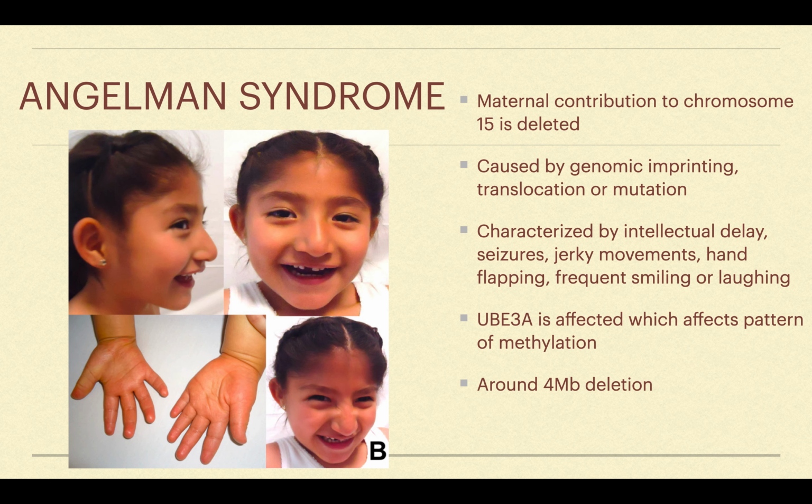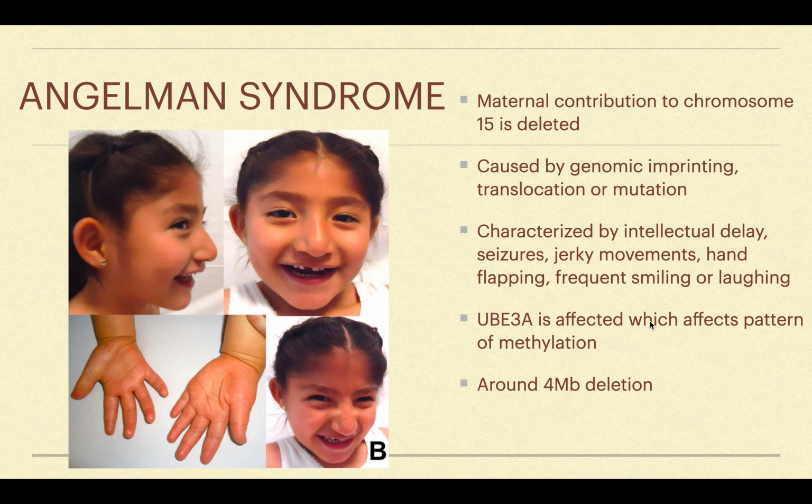Okay, so Angelman syndrome. This is how I remember it: Angel is mom. So I remember this is the association where the maternal contribution to chromosome 15 is deleted. It's caused by a variety of factors. We're not completely sure which one is the major contributor, but it's definitely caused by genomic imprinting or translocations or mutations. It's characterized by intellectual delay, seizures, jerky movement, hand flapping, frequent smiling or laughing.